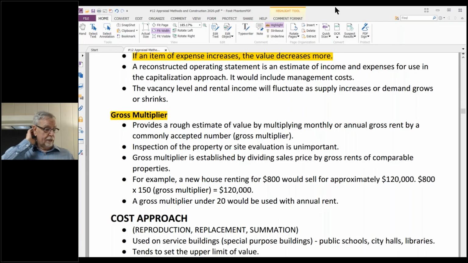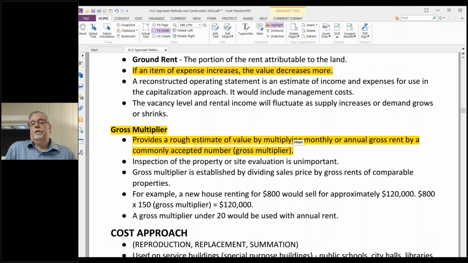By the way, I've got a client looking for a duplex again, but the last duplex I sold in Cupertino, at that time, Cupertino had a rent multiplier, an annual rent multiplier of about 20. And this property produced $100,000 in gross income, not bad for a little duplex, in gross income, and it sold for a little over $2 million, which is roughly a multiplier of 20. So the gross multiplier provides a rough estimate of value by multiplying a monthly multiplier or an annual one by a commonly accepted number. That's the multiplier. We don't have to go look at the property. You don't have to determine net income.